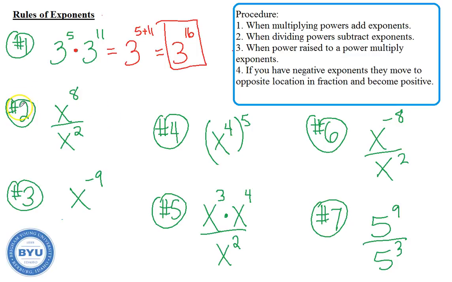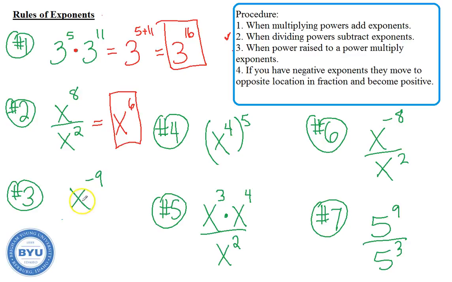Good. On number 2, we have x to the 8th over x squared. Ooh, so we're dividing powers. That's rule number 2 here. When you're dividing powers, we need to subtract the exponents. So it would be x to the 8th divided by x squared, and we subtract those exponents. So it would be 8 minus 2, which comes out to be 6.